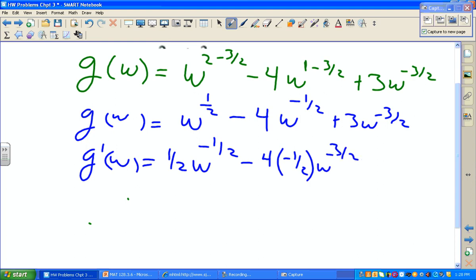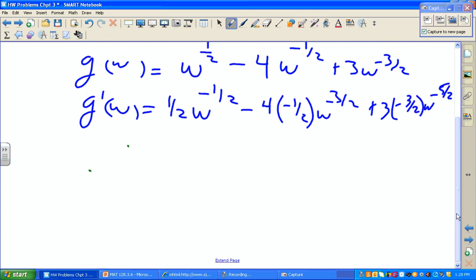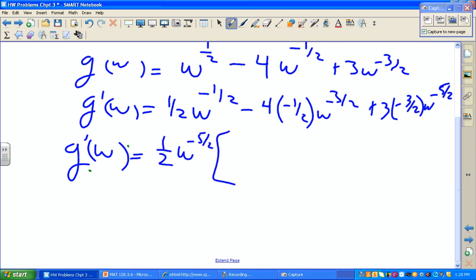Negative 3 halves plus 3, negative 3 halves, w negative 5 halves. There, that looks a little bit better. Now I'll factor, since I already did it once, it should be kind of easy. I'll take a half out, and I'll take a w to the negative 5 halves out with it. So that'll give me w squared in the first term.